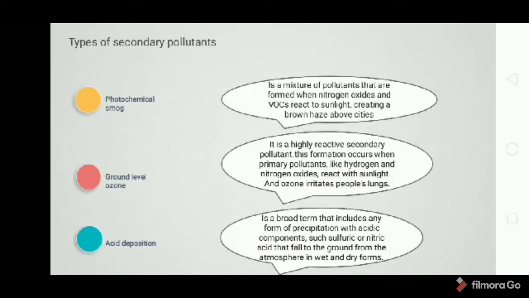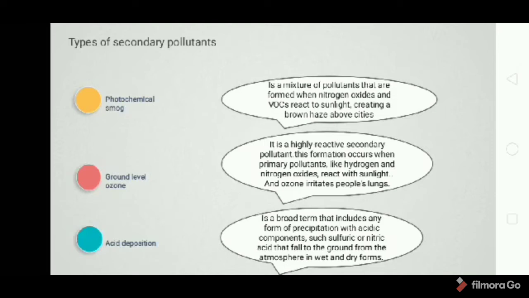So this fog ay nabubuo lamang kapag umaga dahil sa mga sasakyan na ginagamit. So ang nitrogen oxide ay galing sa usok ng sasakyan at yung usok na yun ay napupunta sa atmosphere. So yun yung photochemical smog.